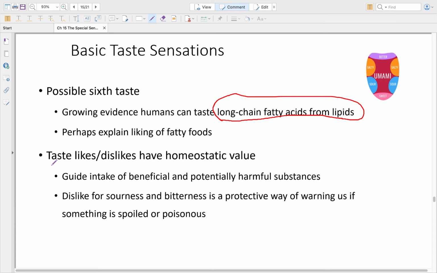And ultimately, whether we like or dislike the taste of something is very interesting, showing how smart your body is, because those likes and dislikes have homeostatic value. That means that they are there to protect you. For example, those taste buds can detect something that's beneficial or potentially harmful and react with a protective, warning mechanism. For example, sourness and bitterness are a protective way of warning us if something is spoiled, poisonous, or dangerous.